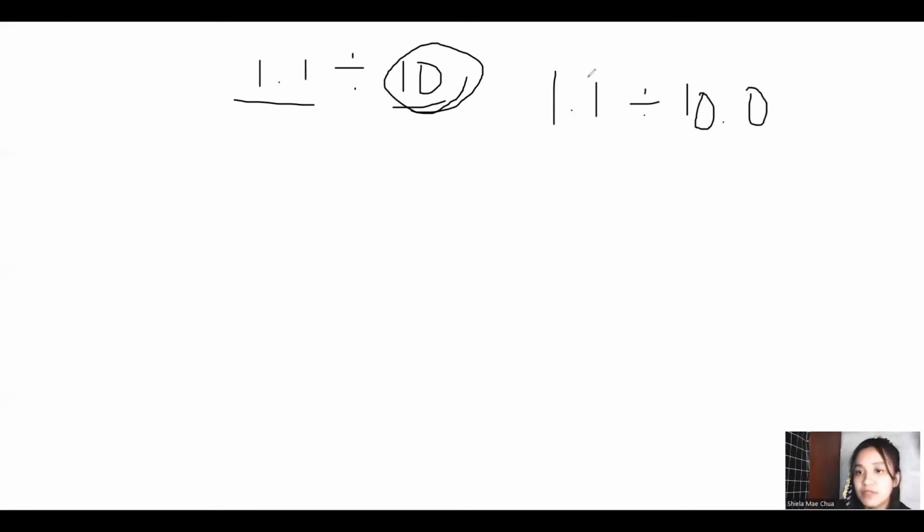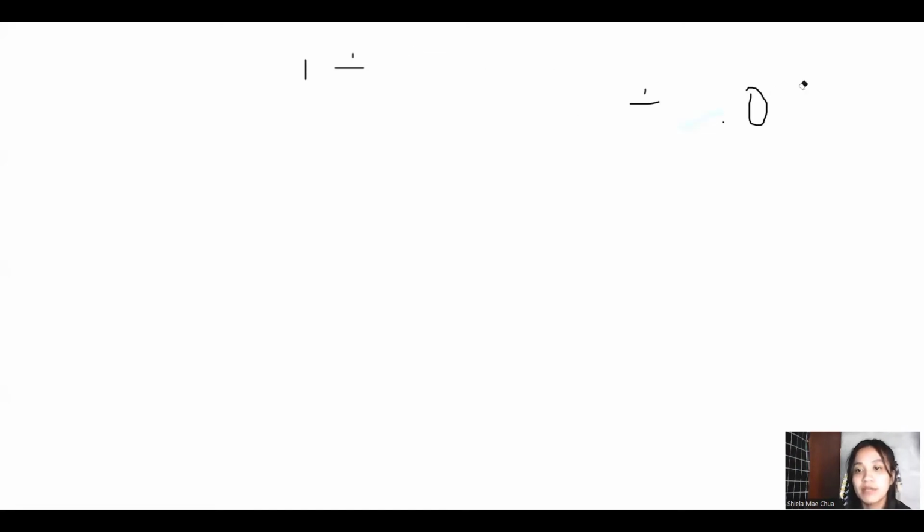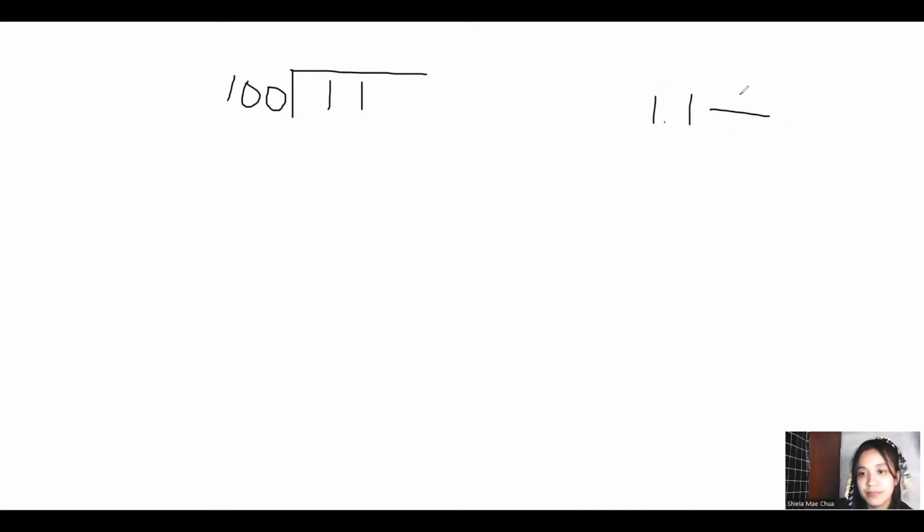Now let's perform the division. But first, let me erase this. So our given is 1, 1 divided by 1, 0, 0. Because our given is this.